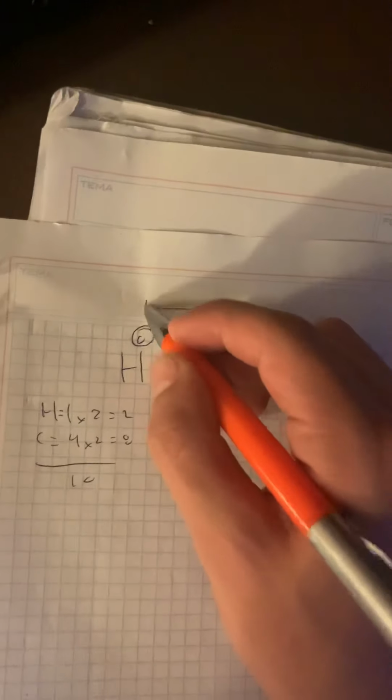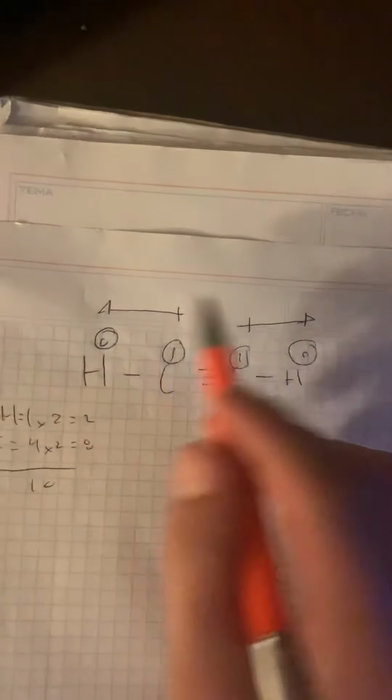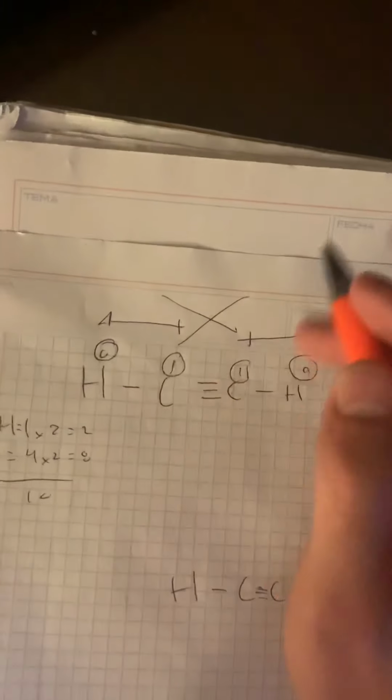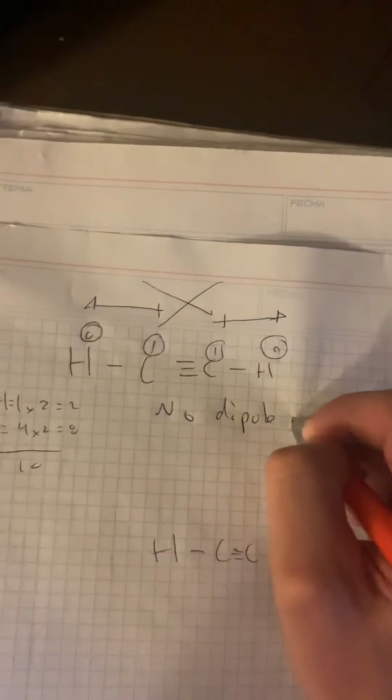But now what happens? In theory, the dipole moment would go like this and like this, but because they are pulling to the same way, it will cancel out, so it has no dipole moment. And that is it for this video.